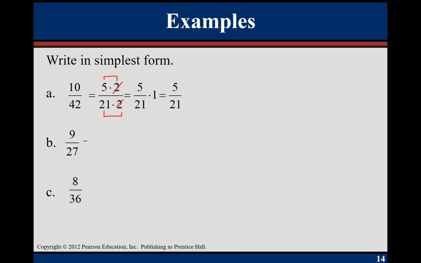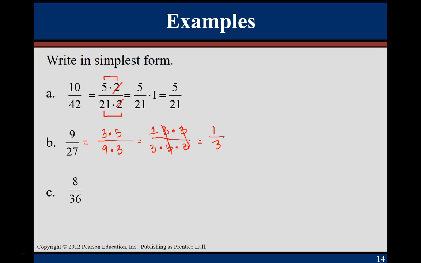9 could be 3 times 3, and 27 is 9 times 3, which is 3 times 3 times 3, since 9 is 3 times 3. And so one pair of 3's will divide to a 1, another pair will divide to 1. When there's nothing left in the numerator or denominator, then there's an invisible 1 there. So 9 over 27 reduces to 1/3.